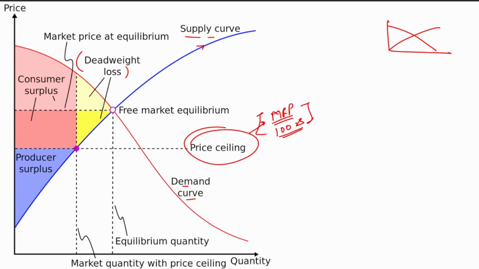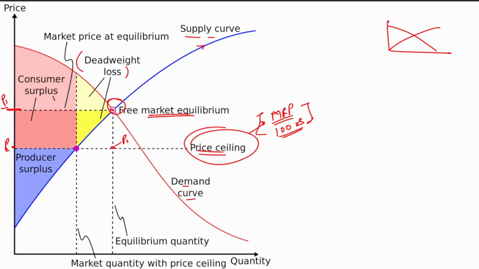So let's see what happens in this scenario. Here is the point of free market equilibrium. The price corresponding to the free market equilibrium is this. We can say this is P1. Now what happens? The price ceiling is introduced, so the price falls to this point. This is known as P2.